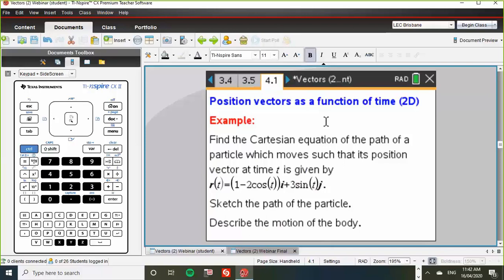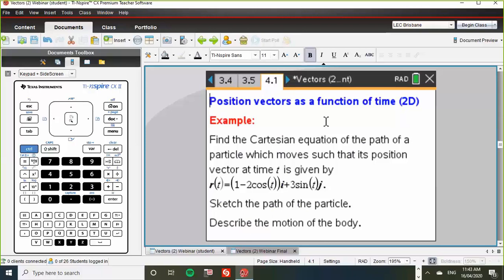And here is another example in 2 dimensions, or in the plane. We want to find the Cartesian equation of the path of a particle which moves such that its position vector at time t is given by that position vector. Sketch the path of the particle and describe the motion of the body.